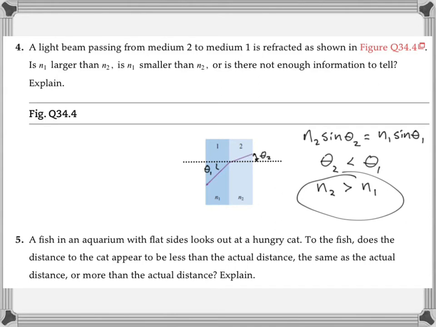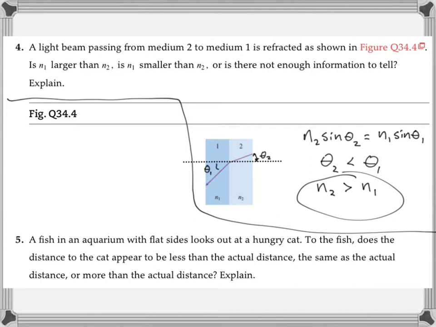So the light ray is going from a high index of refraction to a low index of refraction. Alright, let's take a look at problem number 5. It says that a fish in an aquarium with flat sides looks out at a hungry cat. To the fish, does the distance to the cat appear to be less than the actual distance, the same as the actual distance, or more than the actual distance?